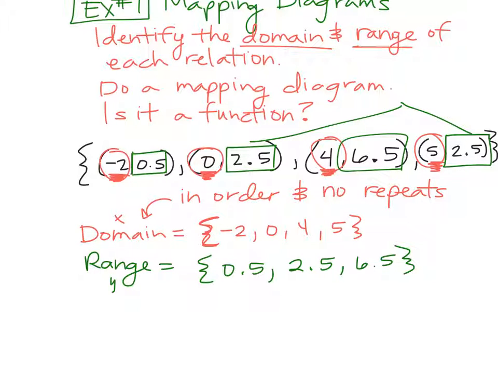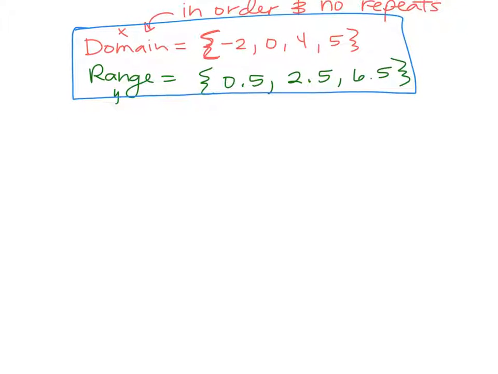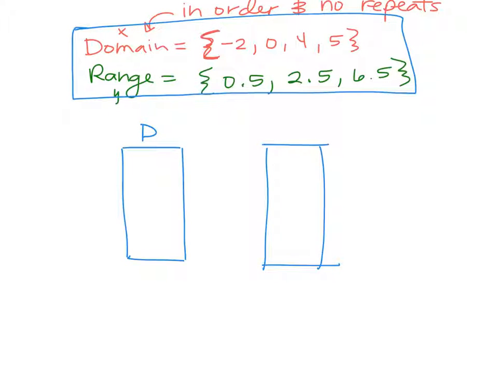So when they ask you for your domain and range, this is what they're asking you for. Make brackets and put them in order with no repeats, okay? Then they want a mapping diagram. And the mapping diagram is really easy if you've laid out your domain and range, okay? Here's what you do for a mapping diagram. You will have your domain on one side and your range on the other side. And you're going to put your domain and range in order across from each other.